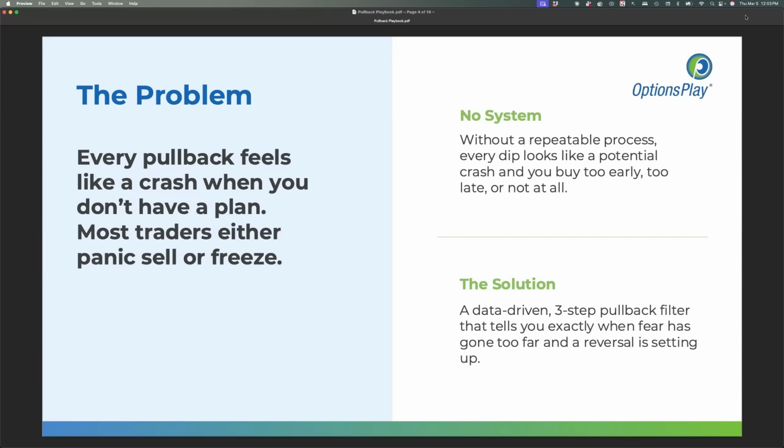So, what I want to introduce today is a three-step filter that tells you exactly when the fear has gone too far and a potential reversal is setting up, and gives you that opportunity to buy the dip.